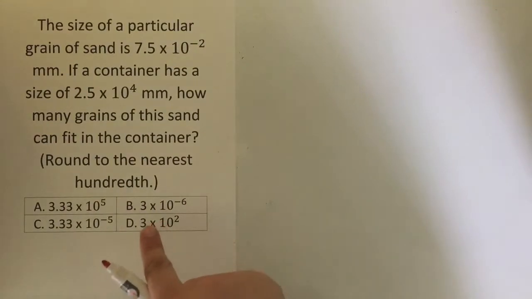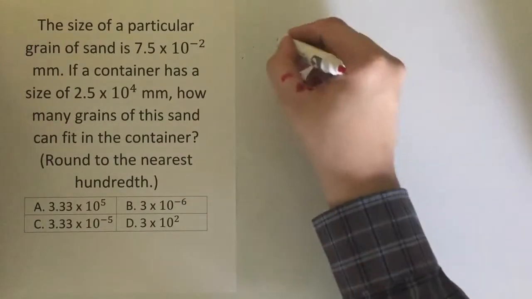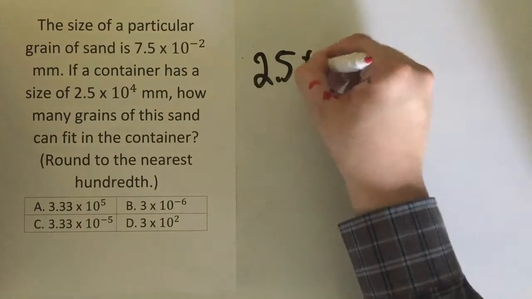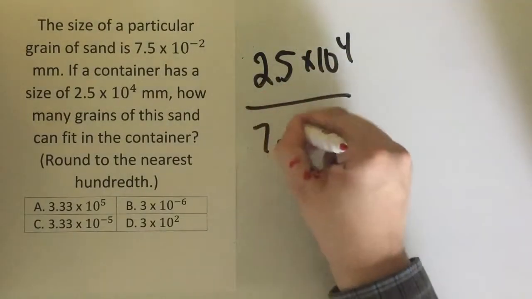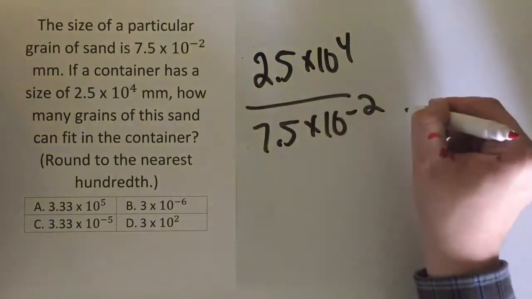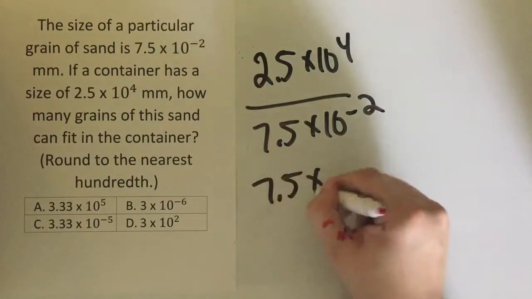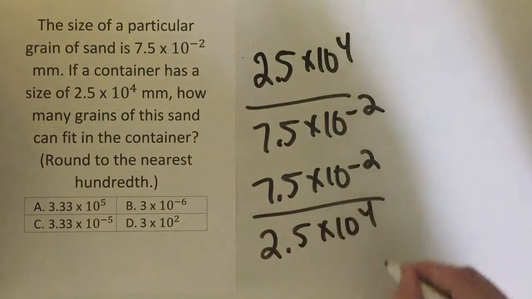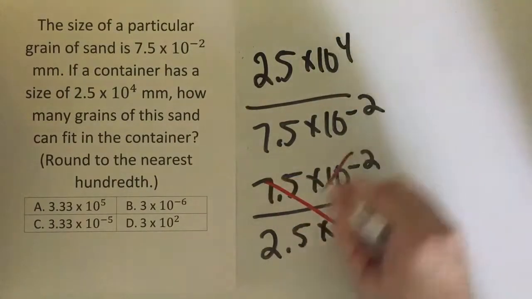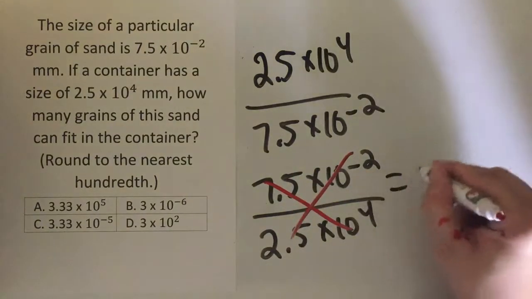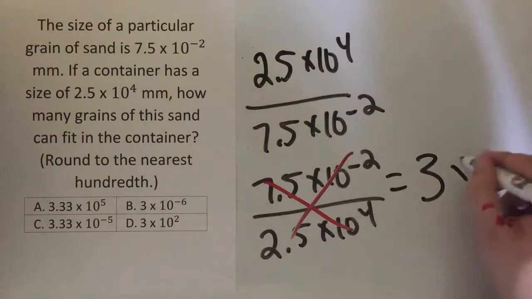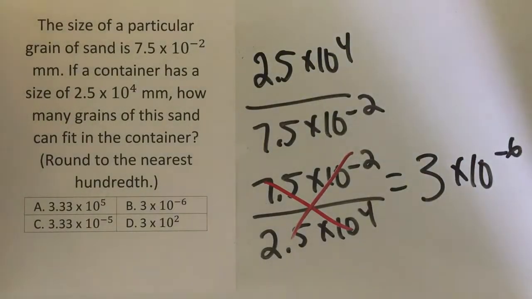B is incorrect. How could somebody come to B as a conclusion? Well, this person simply divided backwards. Instead of doing 2.5 times 10 to the 4th divided by 7.5 times 10 to the negative 2nd, they did it backwards. They did 7.5 times 10 to the negative 2nd divided by 2.5 times 10 to the 4th. This is wrong, but 7.5 divided by 2.5 is 3. Divide these two, which means subtract the negative 2 and the 4. You end up with negative 6.